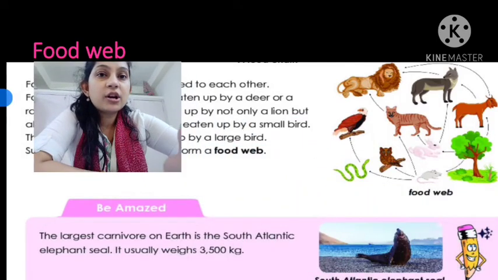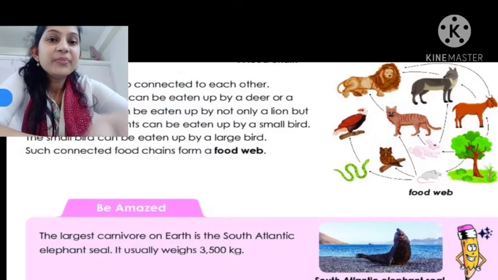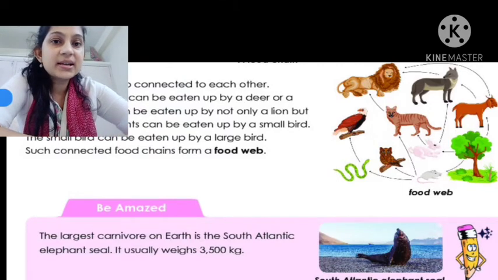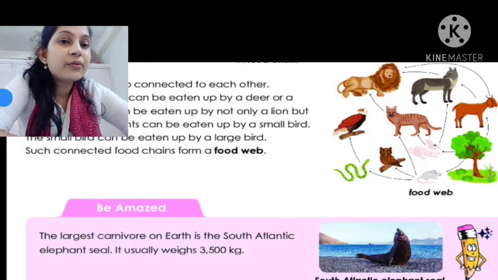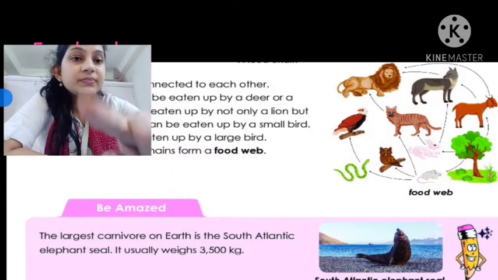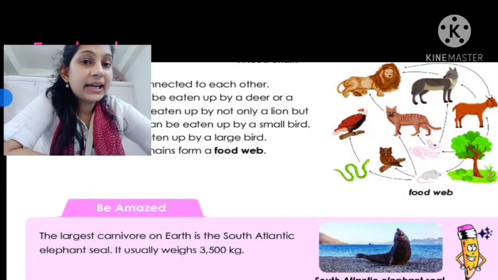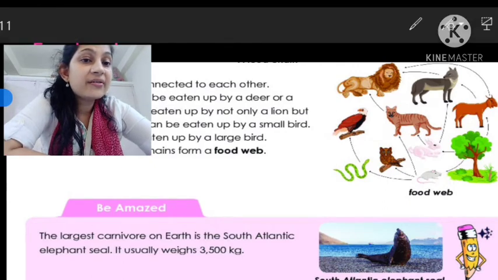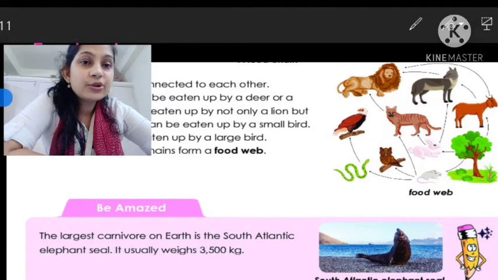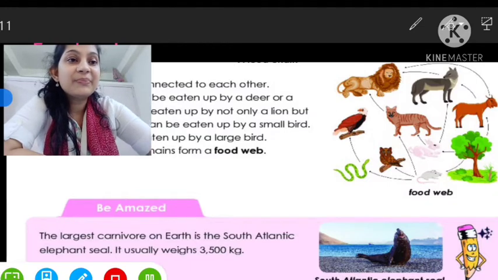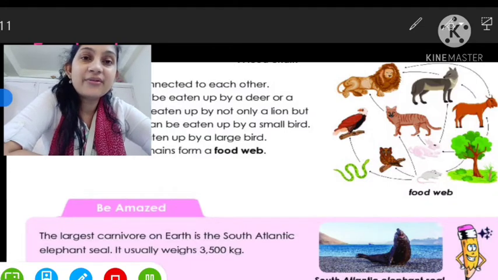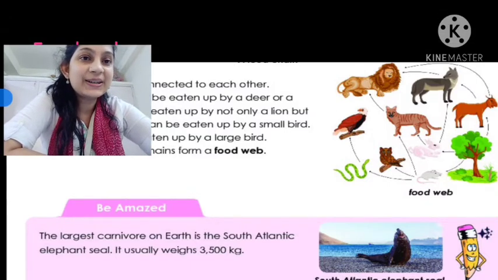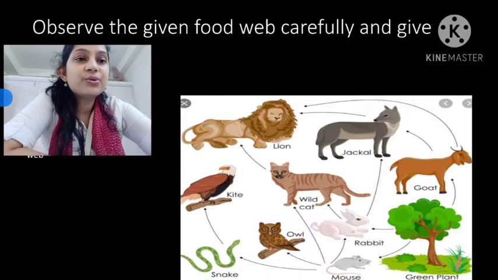Now let us talk about a few more things here. See here, some amazing facts are shared. The largest carnivore on earth is the South Atlantic elephant seal. It is 3,500 kg. Can you imagine how big it might be? 3,500 kg, very big indeed. Now let me show you something else.